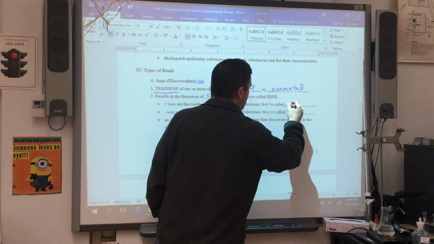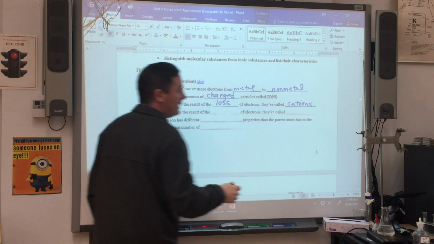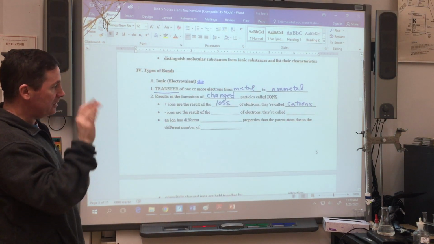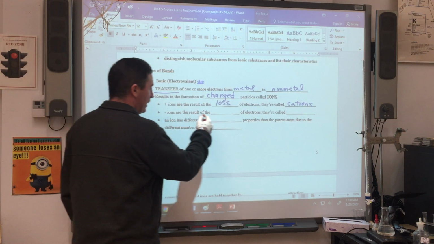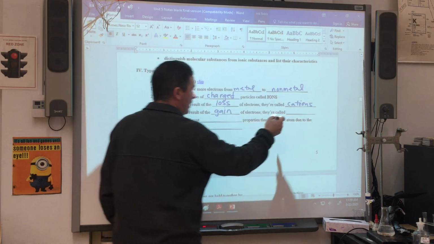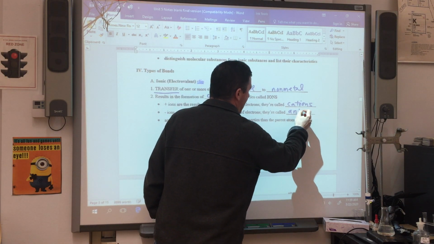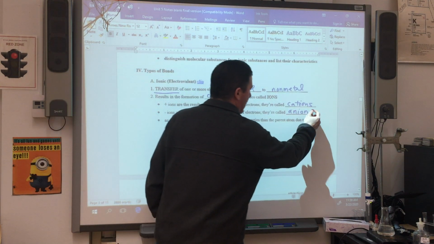And positive ions have a specific vocabulary word that goes with them, and it's called cations, like the animal, cats, cations. Negative ions are the result of the gain of electrons, and negative ions are called anions.